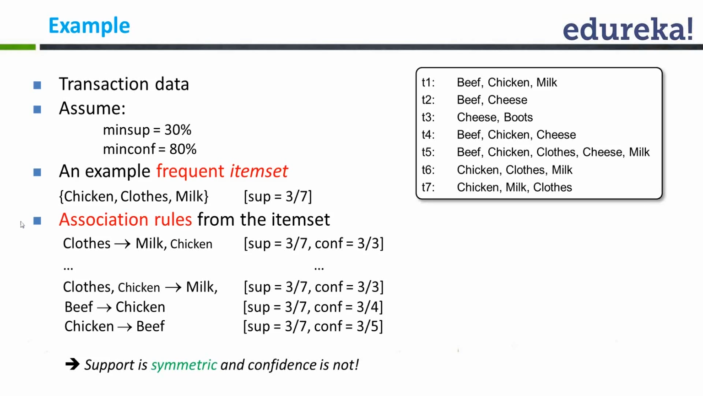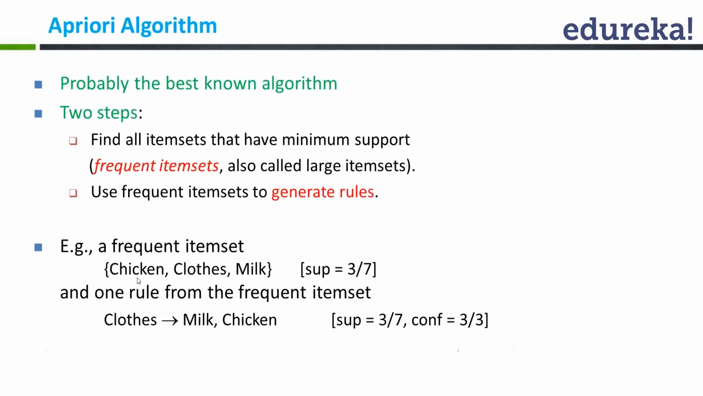It's a conditional probability. Support is a symmetric measure and confidence is not. That means even if you reverse this rule, the support will still be the same, whereas confidence can change because your denominator is changing. Okay, so that's the high level introduction of the problem and where it's used. Now let's see how to actually compute those rules very quickly.